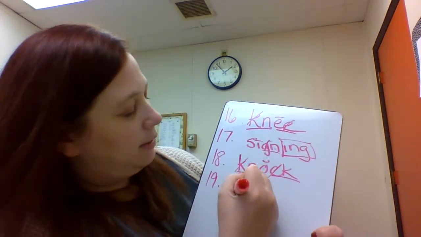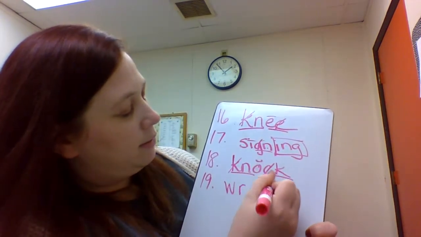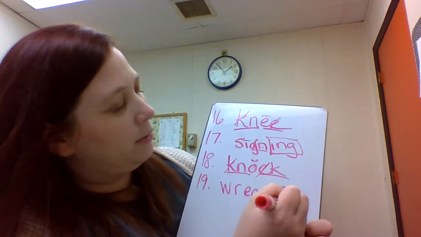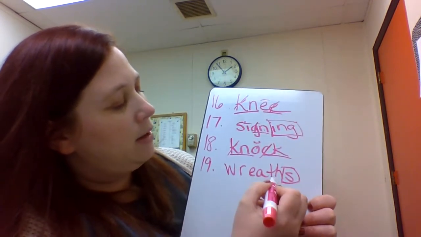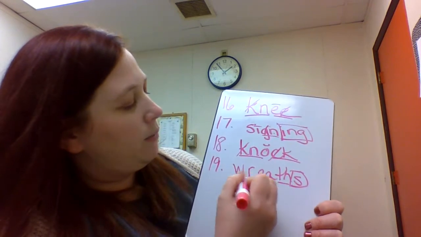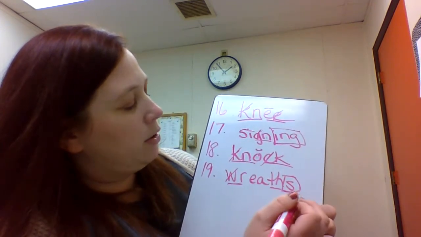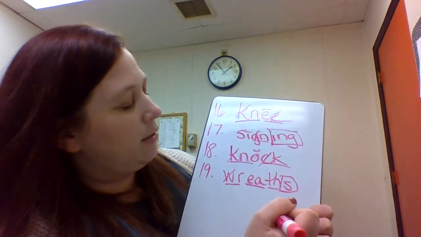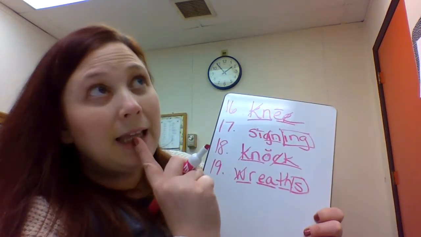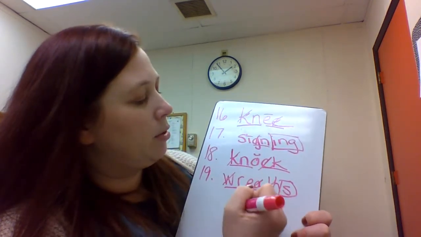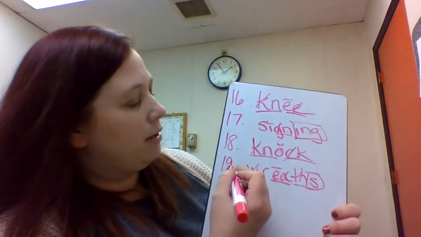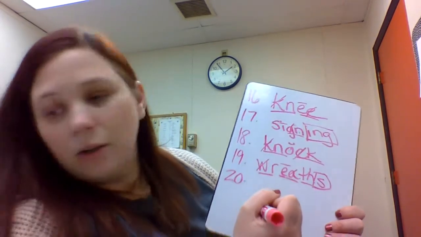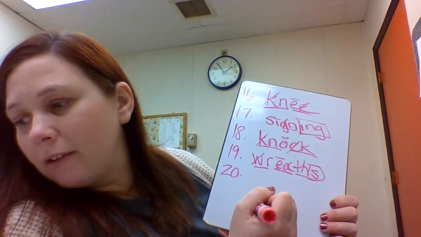wreaths. We got a lot going on in this word too. We're going to box off our suffix S. We have a TH digraph. We have the WR digraph where we're going to mark off the W. And then we have an EA digraph. And then in wreaths, we hear that E sound, so we're going to mark off our A macron on our E. 20 is wrist.